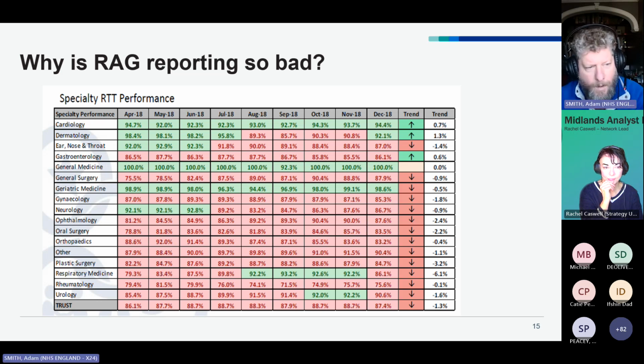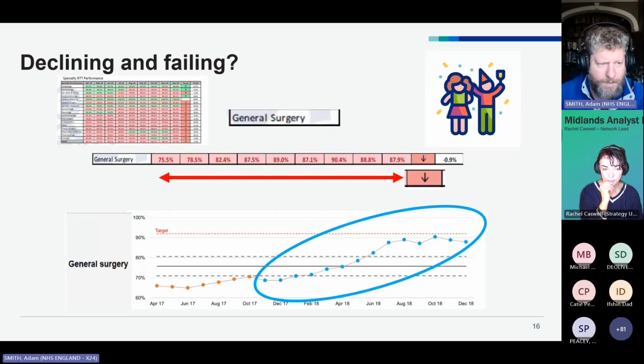So let's pick on two lines in here and see what the dangers of using RAG are. So first one is general surgery. Now we can see in here that all the boxes are red. We've got a red downwards arrow. We've got a negative number at the end. So we might think that not only are we failing because we've got those red boxes, but we're actually also in decline because we've got that downwards arrow.